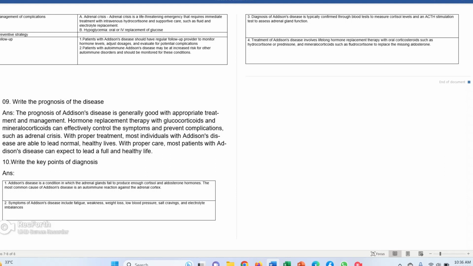Treatment of Addison disease involves lifelong hormone replacement therapy with oral corticosteroids such as hydrocortisone or prednisolone, and mineralocorticoids such as fludrocortisone to replace the missing aldosterone.